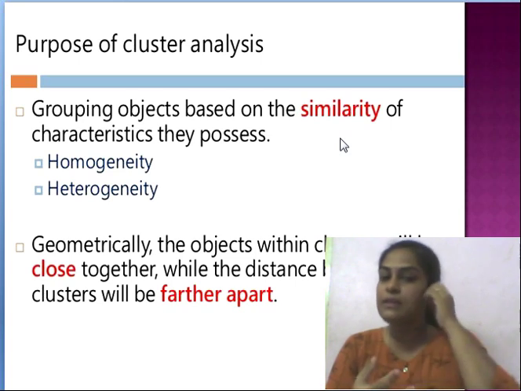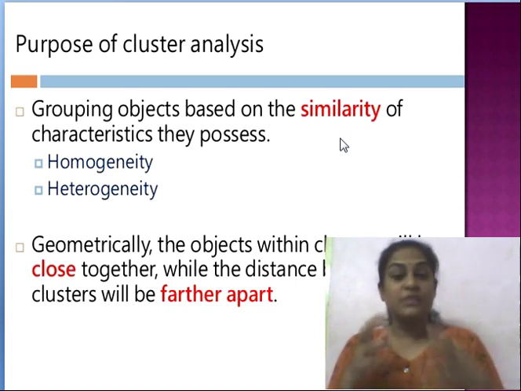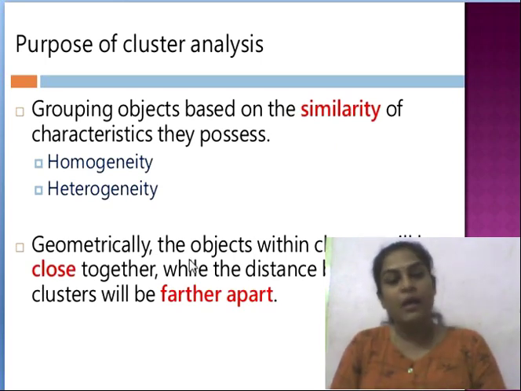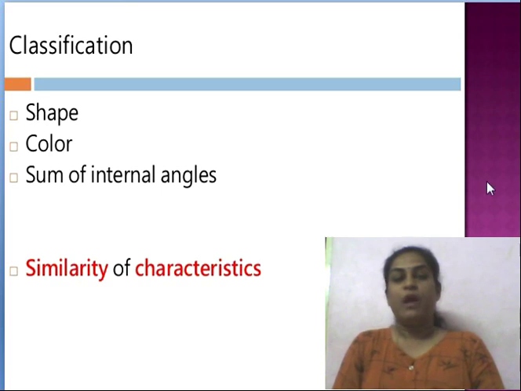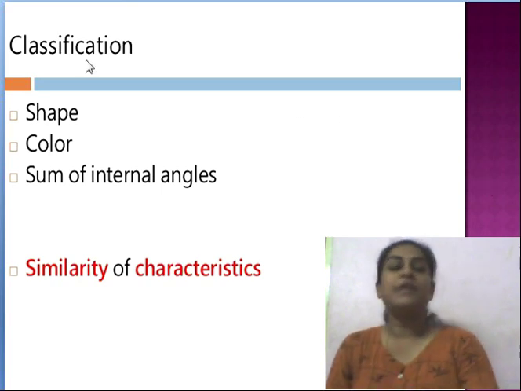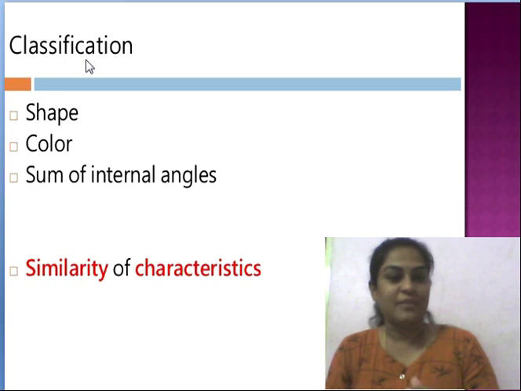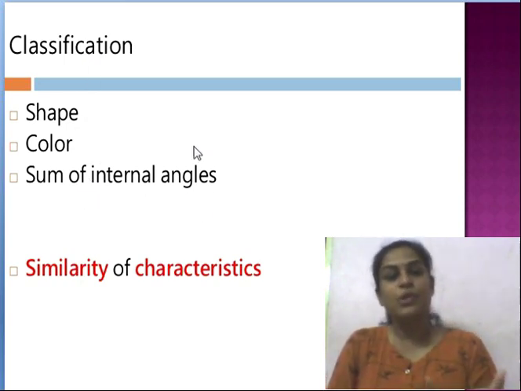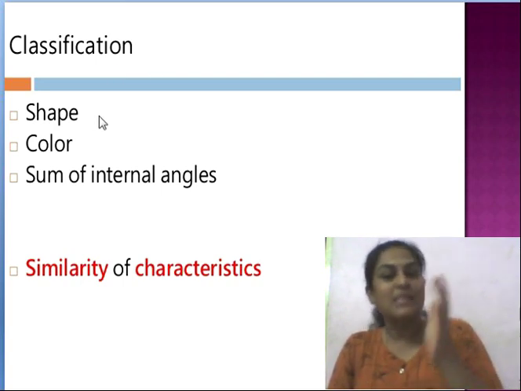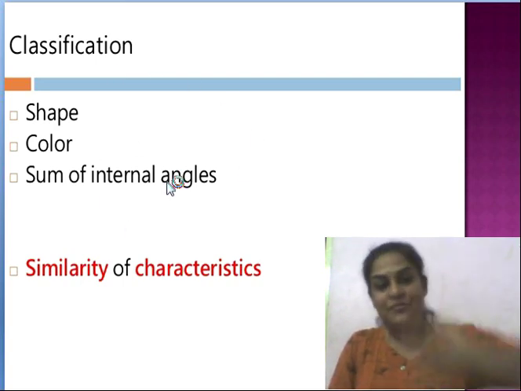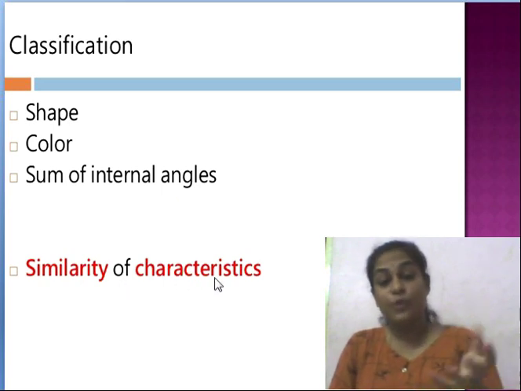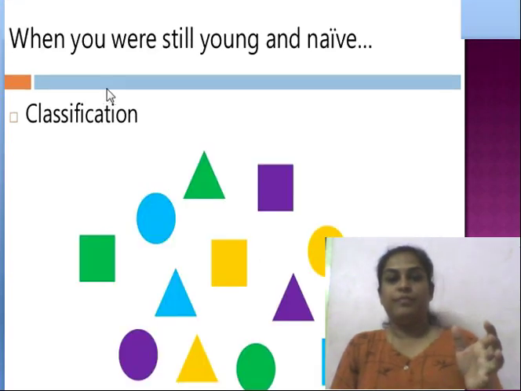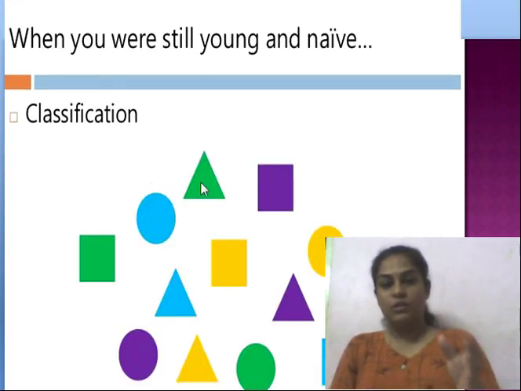And then, geometrically, the objects within the clusters will be close together while the distance between clusters will be further apart. Along with that, cluster analysis mainly helps us with classification, such as shape, color, angles. These points we can categorize and classify based on their features and the similarities of those characteristics. Let me show you some pictures. Just observe these points.